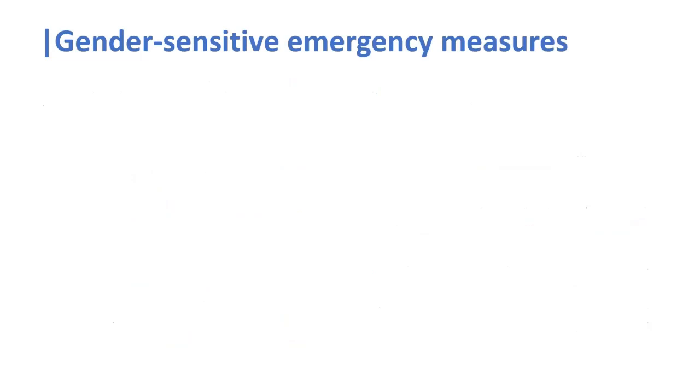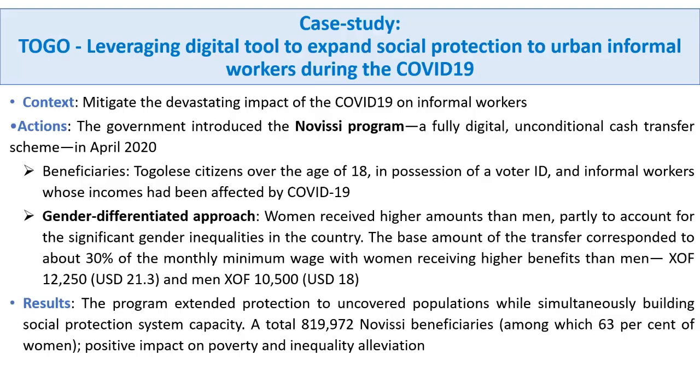But now look at some good examples, some gender sensitive measures during the pandemic that mainstreamed gender. The first one is Togo. The Republic of Togo leveraged digital tools to expand social protection to urban informal workers during the pandemic. The government introduced the Novissi program, a digital unconditional cash transfer scheme, in April 2020. The beneficiaries are citizens over 18 who have a voter ID and informal workers who have been affected by the pandemic.